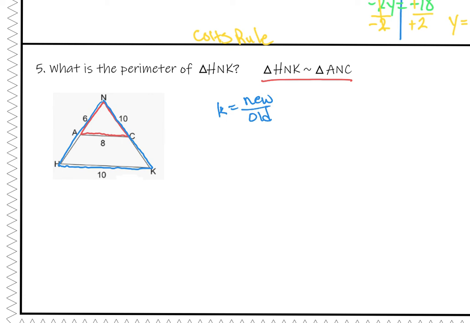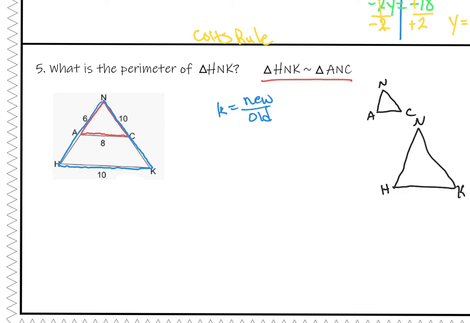Now, in this one, I actually like to redraw these triangles for you separately. Watch this. I'm going to draw this real quick. We have that little triangle, ANC. Then we have the giant triangle, right, which is the whole thing. This is going to be HNK.